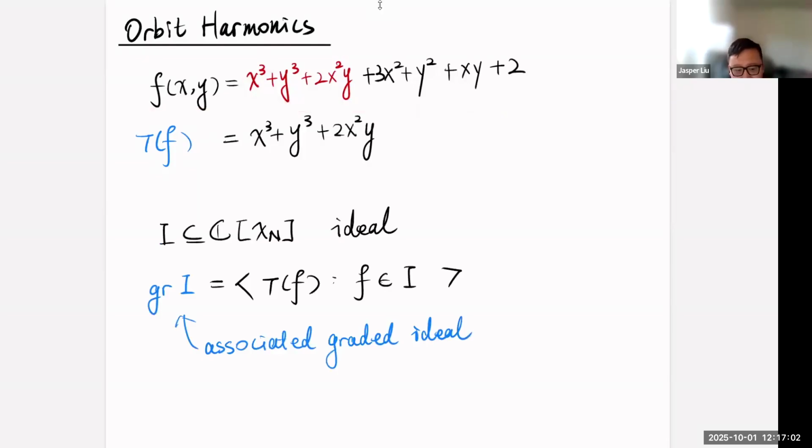And if you have an ideal in a polynomial ring, its associated graded ideal is generated by tau of f for all f in this ideal. But one thing we need to be careful about is that it's not necessarily true that if we pick any generators of I and take the top degree homogeneous parts of these generators, they will also generate the associated graded ideal. It's not true. We need to be very careful when we think about the generators of this associated graded ideal.